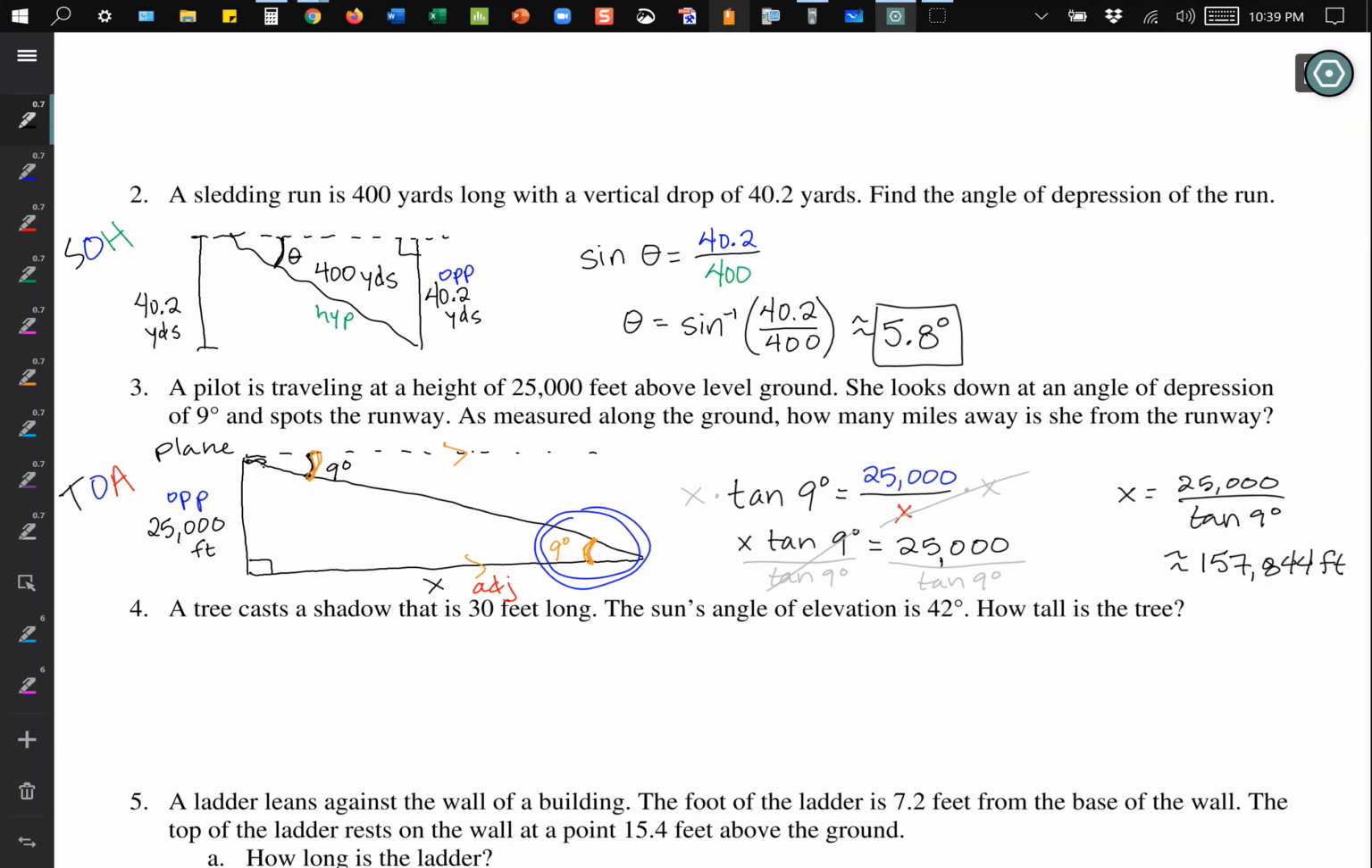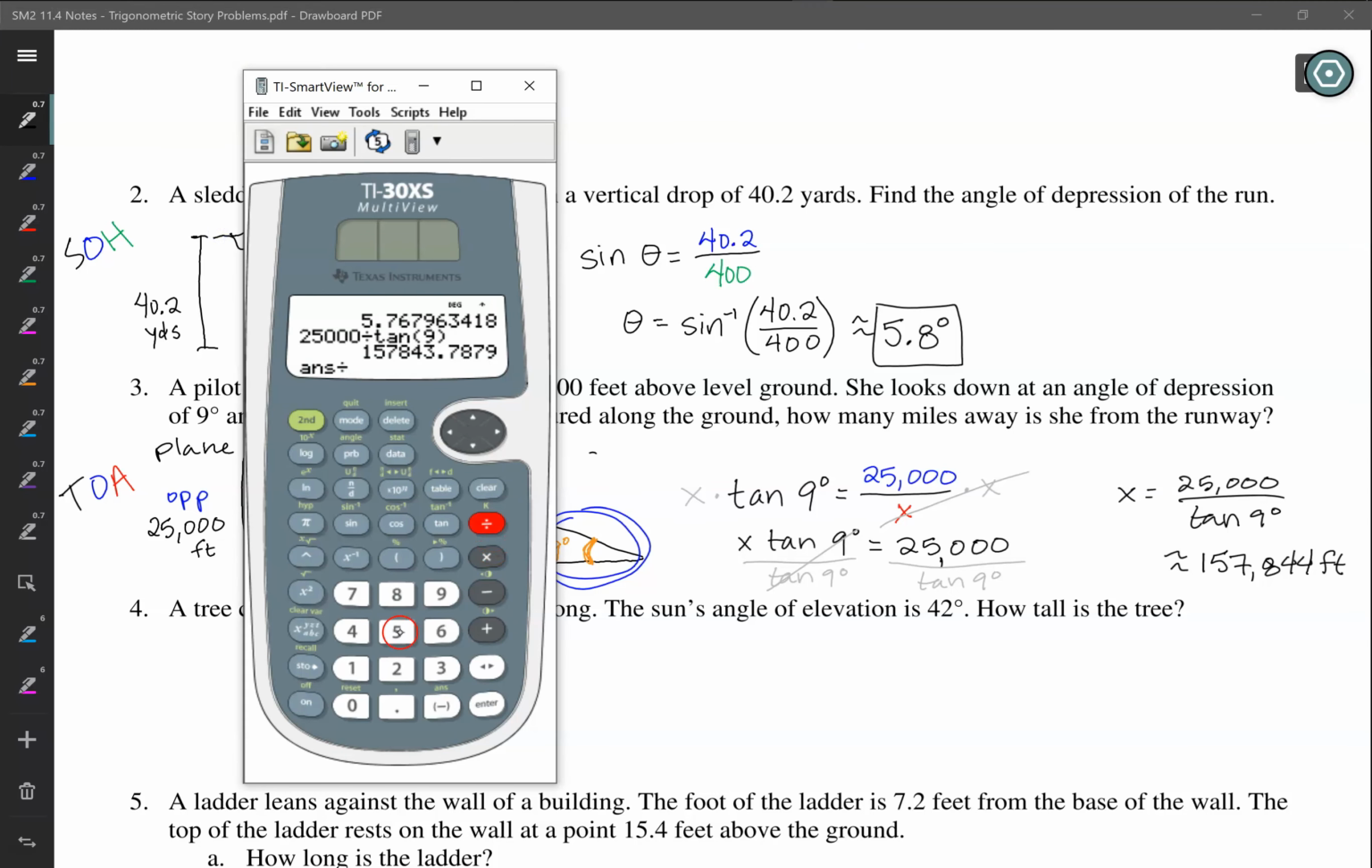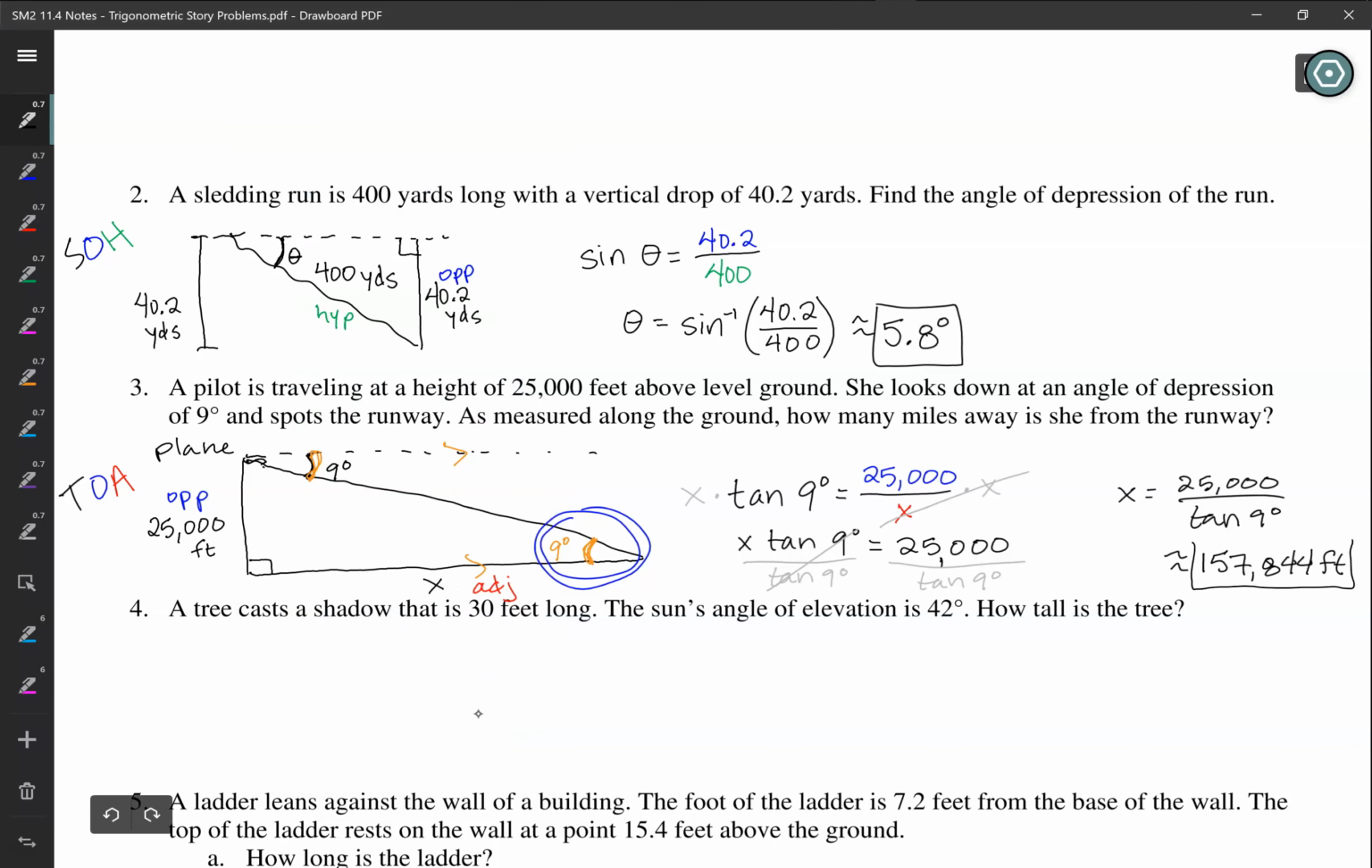And in case you're wondering, that is feet. If you want to know how many miles that is, that's about 30 miles. So it's not completely ridiculous.